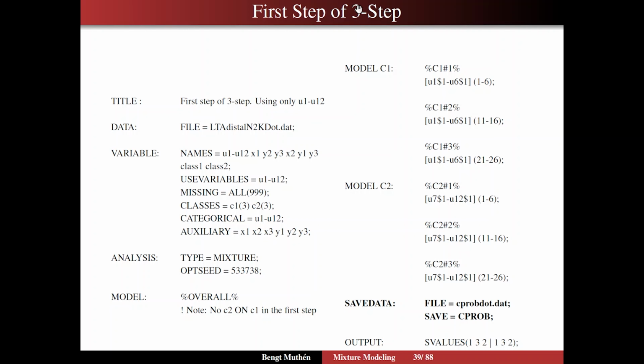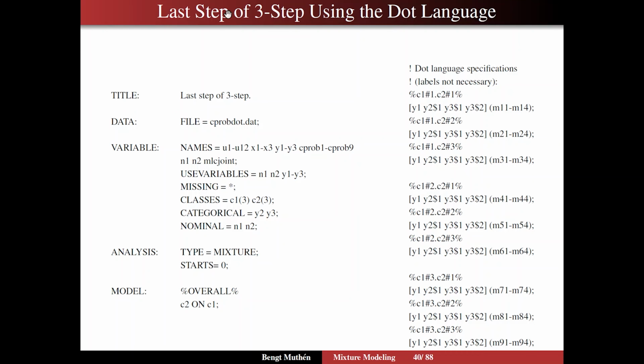So we do 3-step here. We mix things up a little bit, varying the 3-step with 2-step and BCH. And we have done a previous run, and we want to do a reordering using S values, as you see bottom right here. And we have the op seed to do that. And no C2 on C1 in the first step as before. And we have measurement equalities across time, and we save the C probabilities in C prob dot dat data set. And off we go into the last step of 3-step using this dot language. So the file is cprob dot dat, and we have on the use variable list the most likely class memberships, C1 and C2 in the nominal variables, and you have C2 on C1.